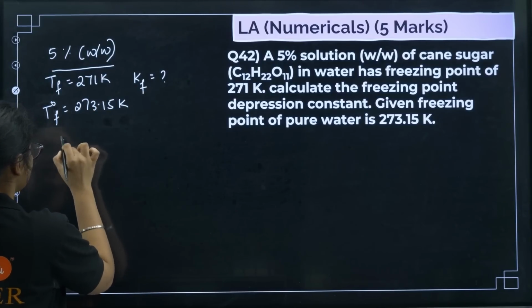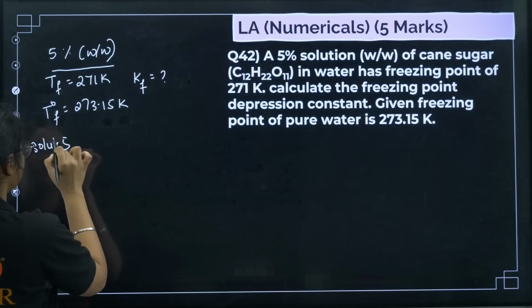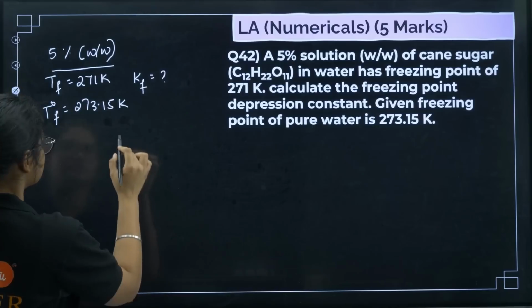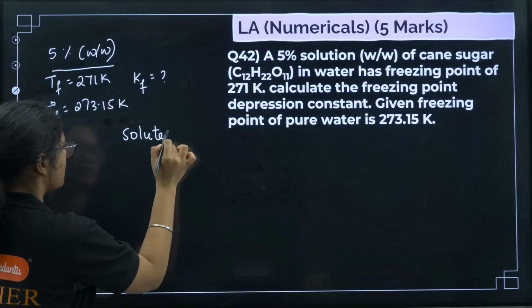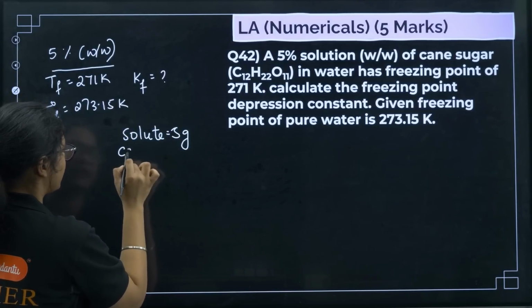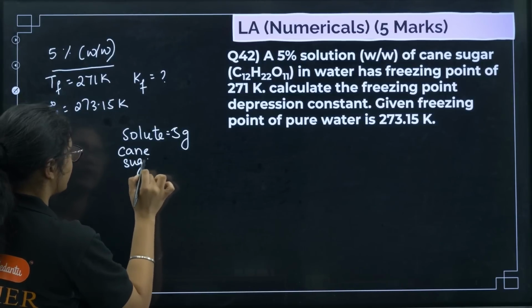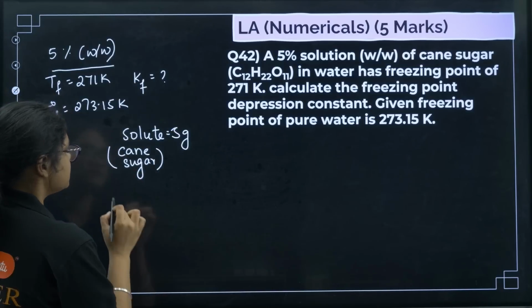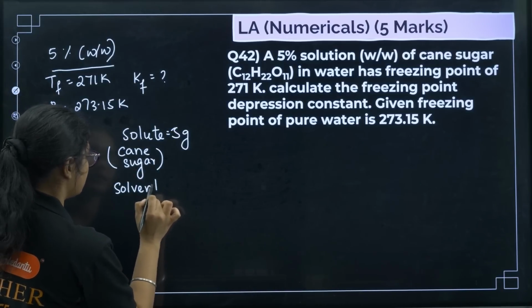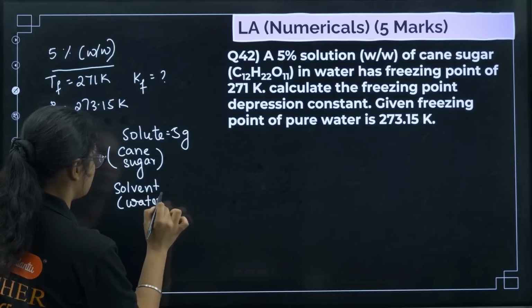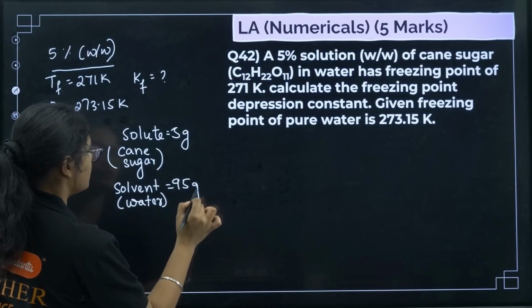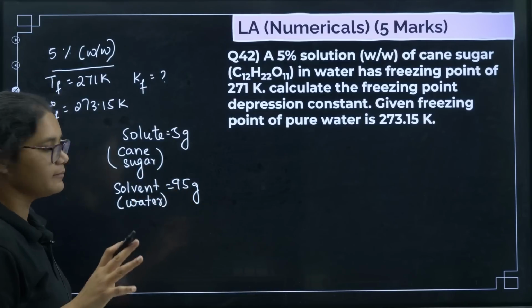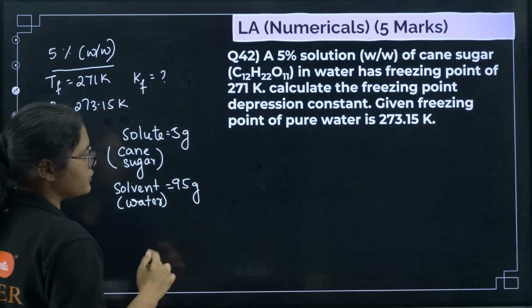This means that we have solute, and the solute is 5 gram. What is the solute? That is your cane sugar. Cane sugar we have 5 gram. Then it is given in water, that means solvent, or I can say water, is 95 gram. Total mass of the solution is 100 gram, whereas 5 gram is solute and 95 gram is solvent. So I have got all the data that is required.